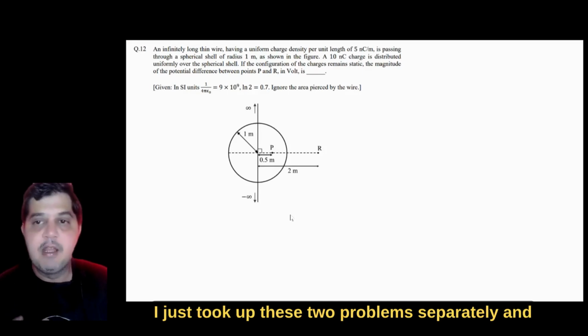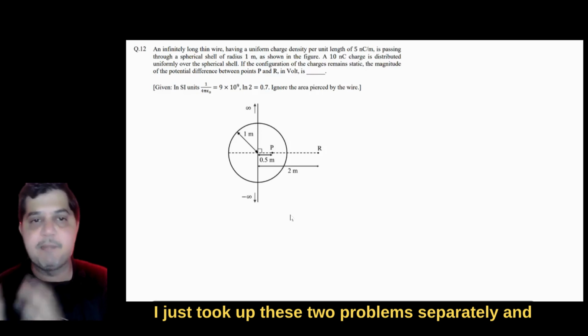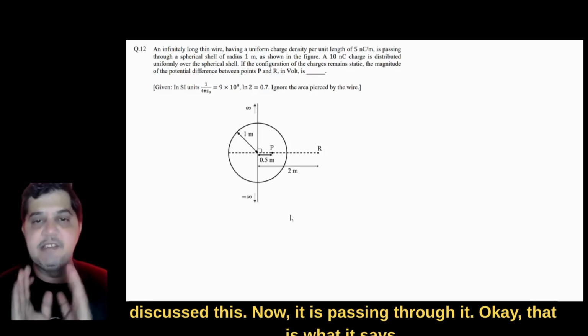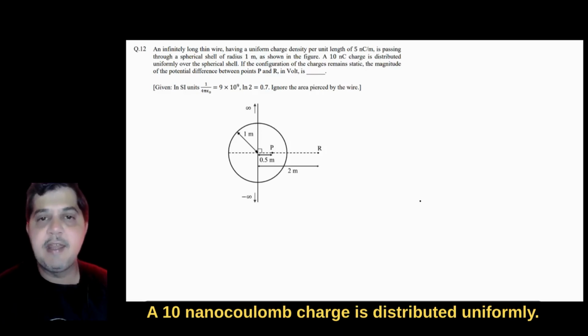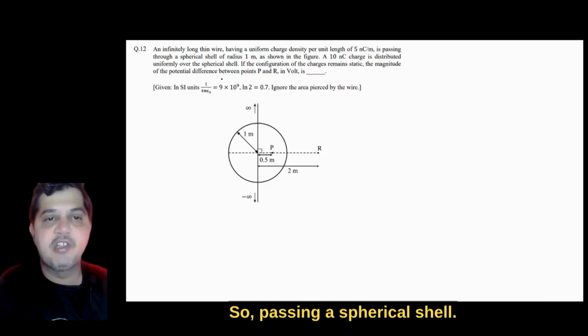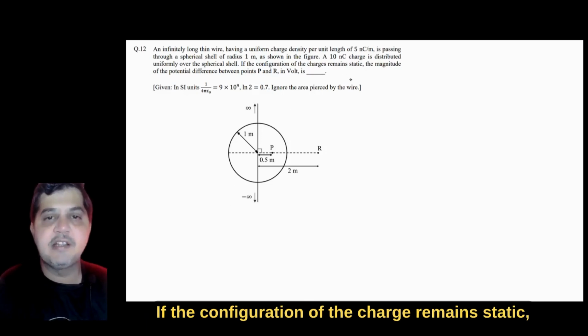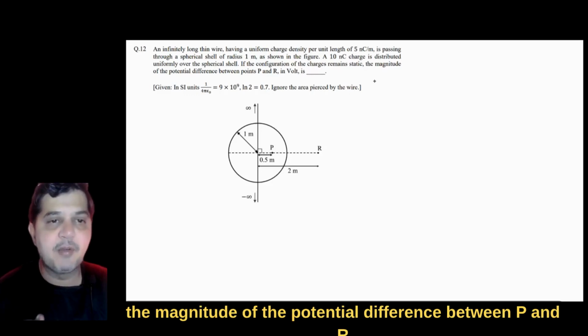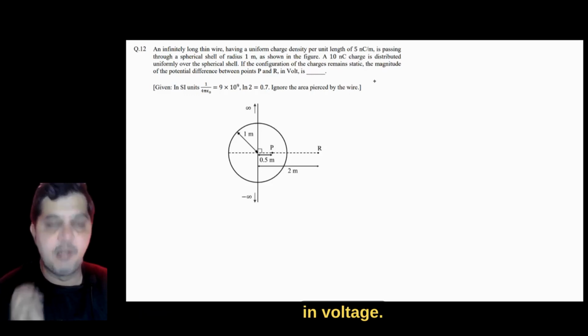So what did I do? I just took up these two problems separately and discussed this. Now it is passing through it. Okay, that's what it says. A 10 nanocoulomb charge is distributed uniformly over the spherical shell. If the configuration of the charges remains static, find the magnitude of the potential difference between P and R in volts.